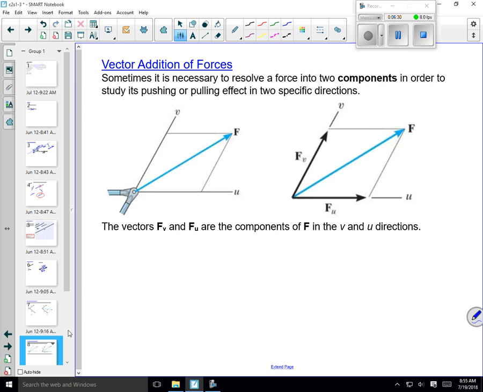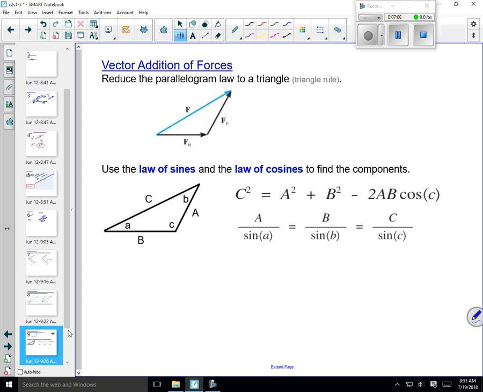And so I define two directions, u and v. And what I want to do is break up this vector F into what I call the components in the u and v directions. Essentially what I'm doing is going backwards from vector addition. I'm taking a single vector, and I'm going to break it up into two equivalent vectors, that when I add these two vectors, Fv and Fu, I get the original vector F back. And so all I've done is draw that picture. It's the same picture.